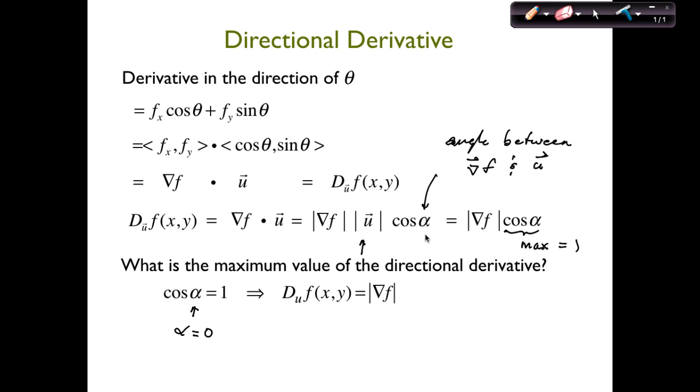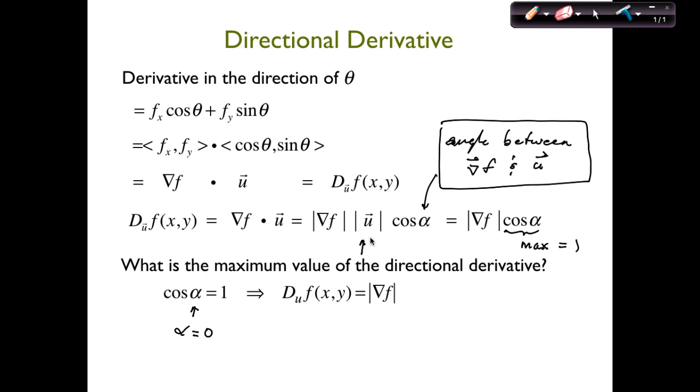Yeah, have u be 0. No. Oh, 1, 0. No, remember what alpha is. Alpha is what? It's not theta. Alpha's not theta. What is alpha? It has to be in the direction of the gradient, right? So alpha is the angle between those two vectors.